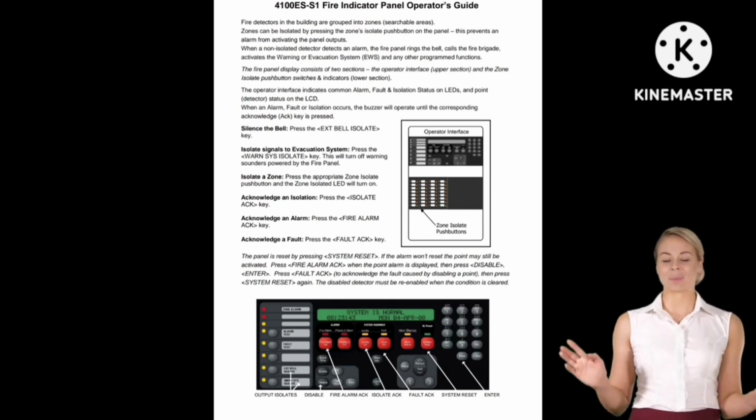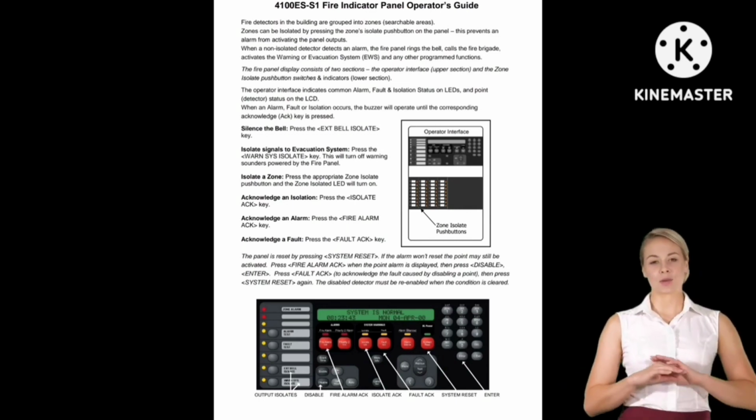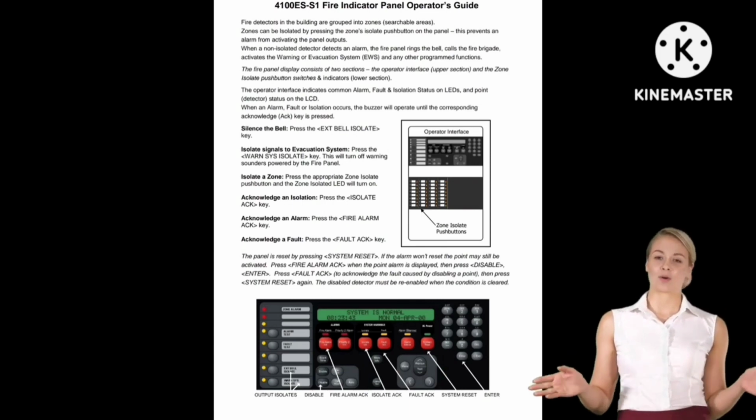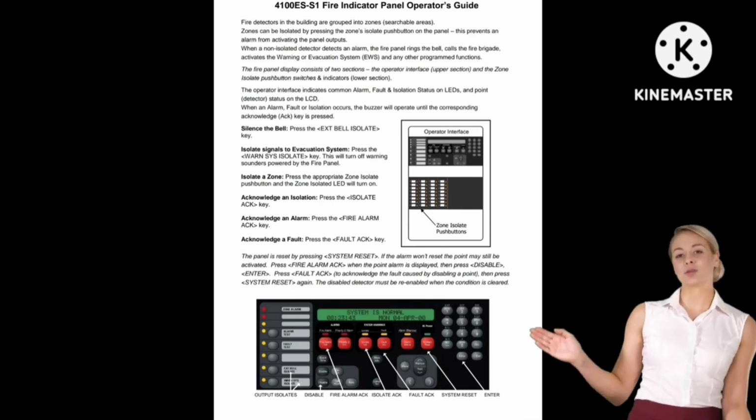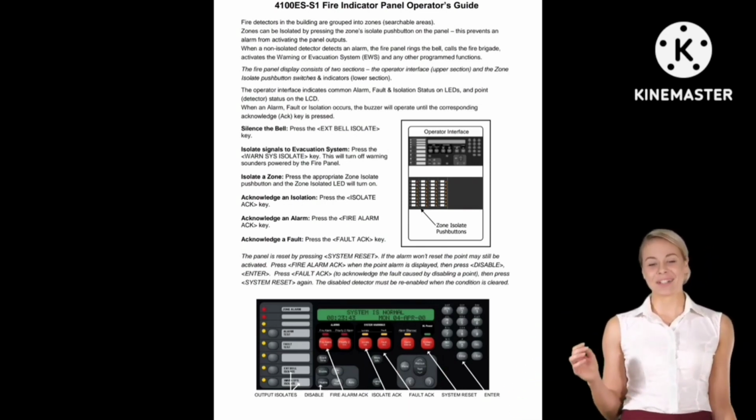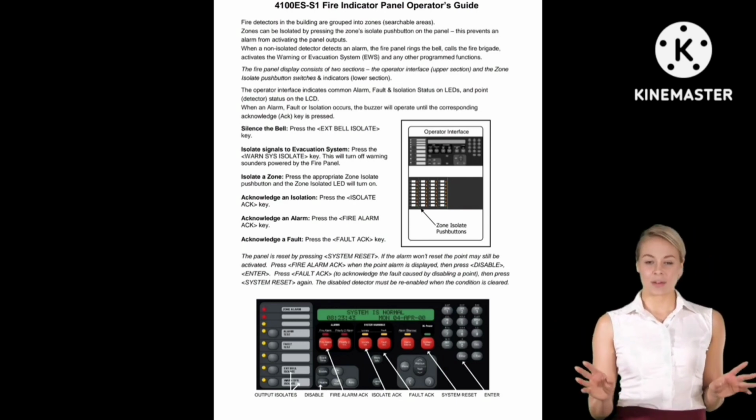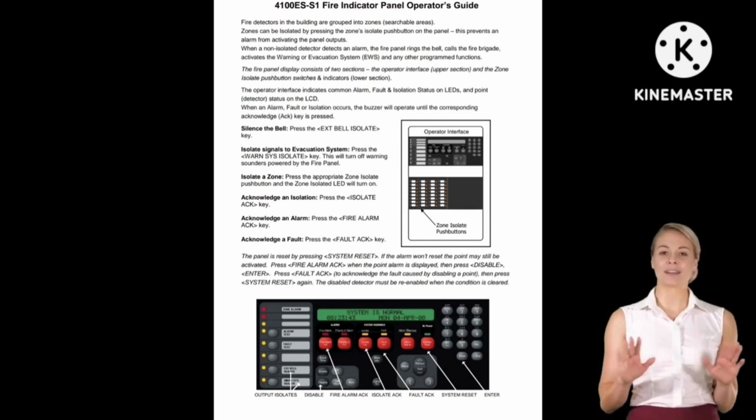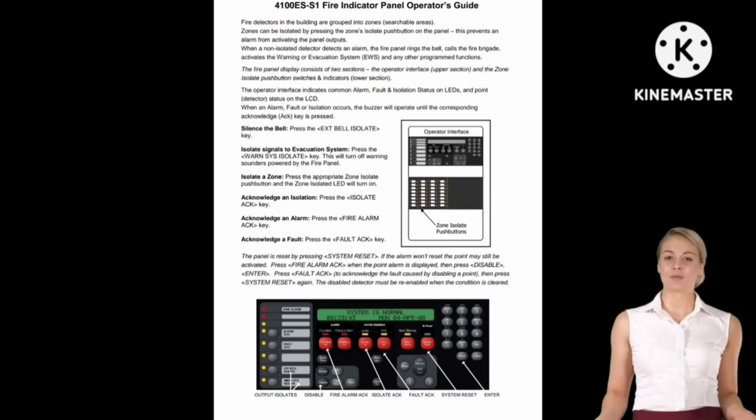Press fire alarm ACK when the point alarm is displayed, then press disable, enter. Press fault ACK to acknowledge the fault caused by disabling a point, then press system reset again. The disabled detector must be re-enabled when the condition is cleared. Summary: isolates, disable, fire alarm ACK, isolate ACK, fault ACK, system reset, enter.